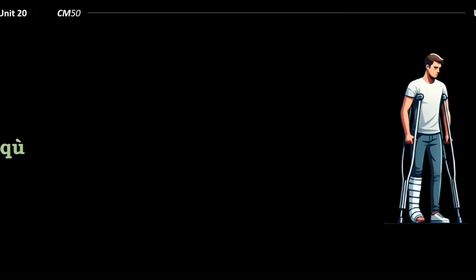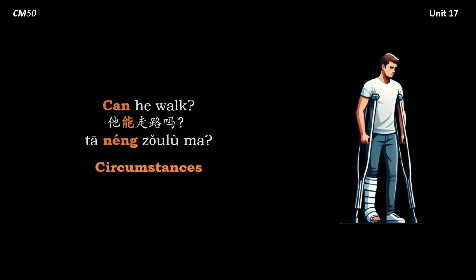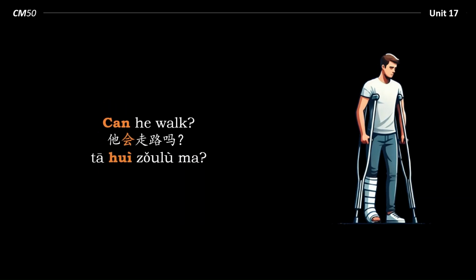Let's have a look at another example. So this poor young chap has broken his leg. His leg is in a cast and he's on crutches. So these are his circumstances. So we can ask the question, can he walk? 他能走路吗? And what we're asking is, do his circumstances permit him to walk? Can he walk given his current circumstances? 他能走路吗?